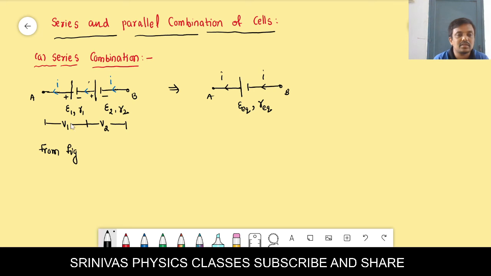And from the figure, in series combination we can say one thing: what is the relation between the terminal voltage and EMF and internal resistance? If these two cells are discharging, from the figure, what is the terminal voltage across the first cell? Across the first cell, the terminal voltage is V1. Its formula is what? Yesterday's topic. What is the relation between V, E, R, I? Anybody?